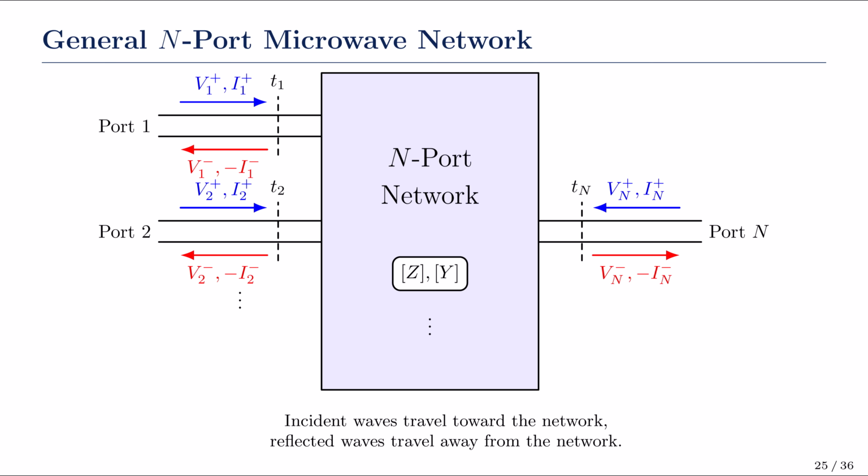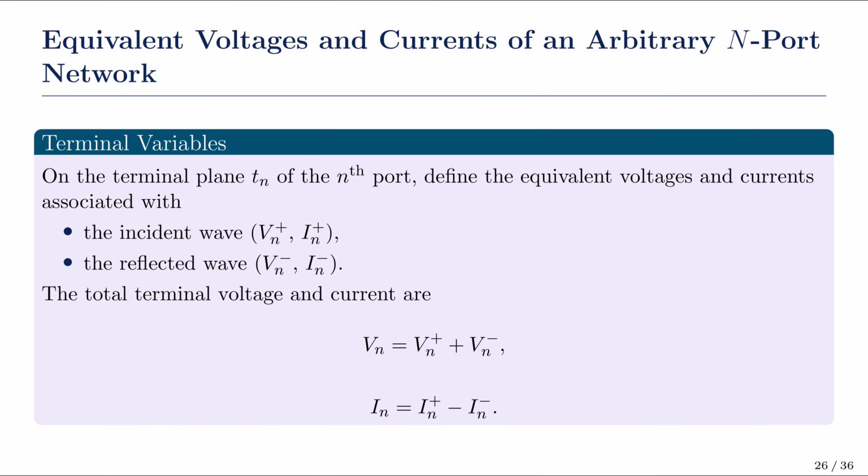Having introduced the general n-port model, let's define the equivalent terminal voltages and currents associated with each port. For every port, we define two sets of variables. The first corresponds to the incident wave characterized by the equivalent voltage Vn plus and current In plus. The second corresponds to the reflected wave characterized by Vn minus and In minus. The actual terminal quantities are then obtained by combining these two contributions.